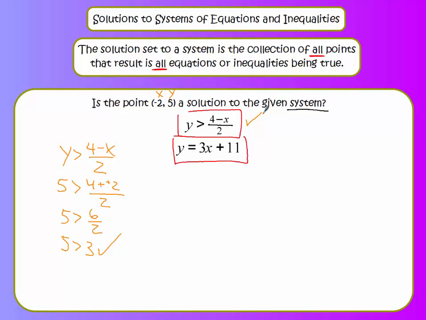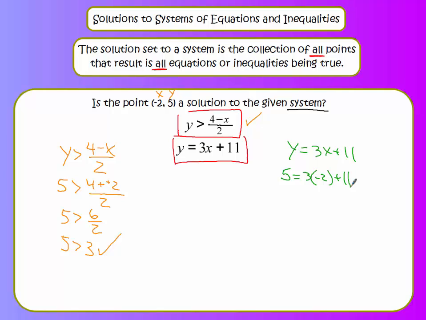Now we just have to make sure it works in the second one to make sure it is a solution to the system. If it doesn't, then it's just simply not. Okay? So let's try it. Let's take that point, -2, 5. First I'm going to rewrite it over here. y equals 3x plus 11. I'm going to stick in the -2 for x and the 5 for y. So 5 equals 3 times -2 plus 11.